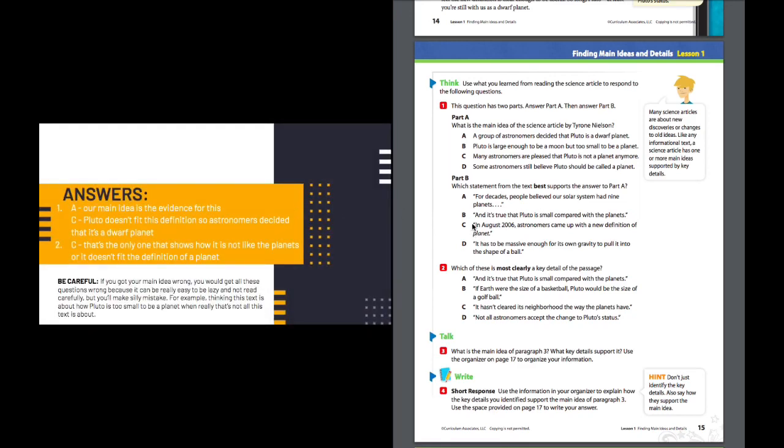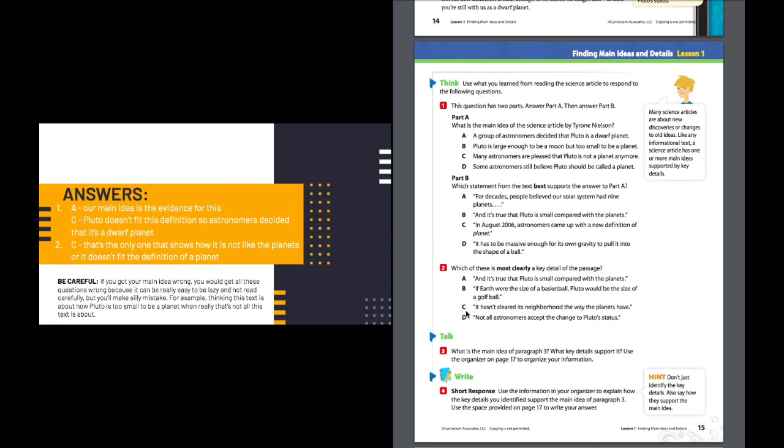Part B of number 1 is C, Pluto doesn't fit this definition. Which statement from the text best supports the answer to part A? C. In August 2006, astronomers came up with a new definition of the planet. This one was a tough question. If you identify your main idea, you're going to be able to find which detail supports it the best. Number 2 is C.